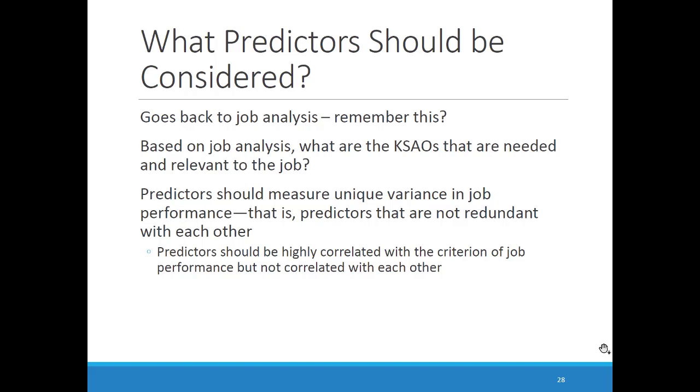The predictors that we choose, the ways that we determine how we select people on the job, should measure unique variance in job performance. In other words, they should overlap with or predict job performance. But the predictors themselves, so if we're using multiple methods, for instance, if we're using structured interviews and we're also using personality tests, we're not overlapping in terms of what we're trying to get at with both of our methods. So the predictors should be highly correlated with job performance, but not correlated with each other.